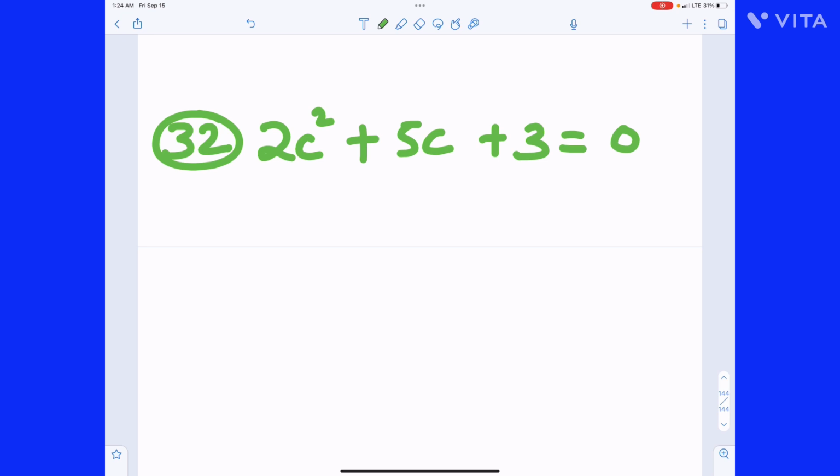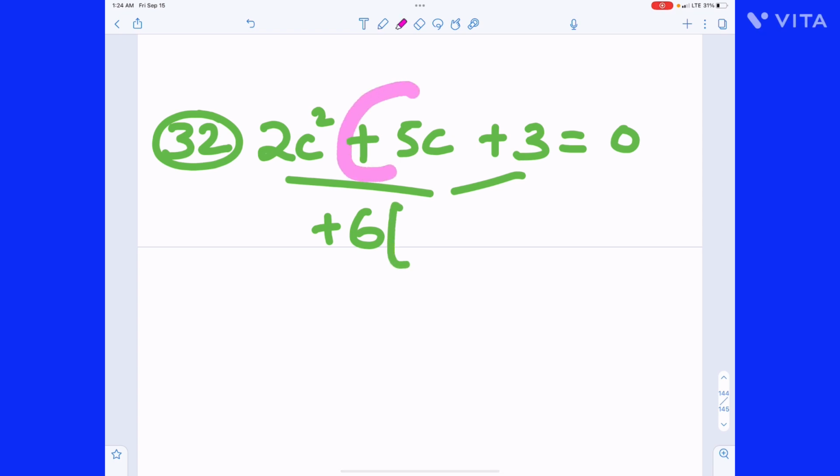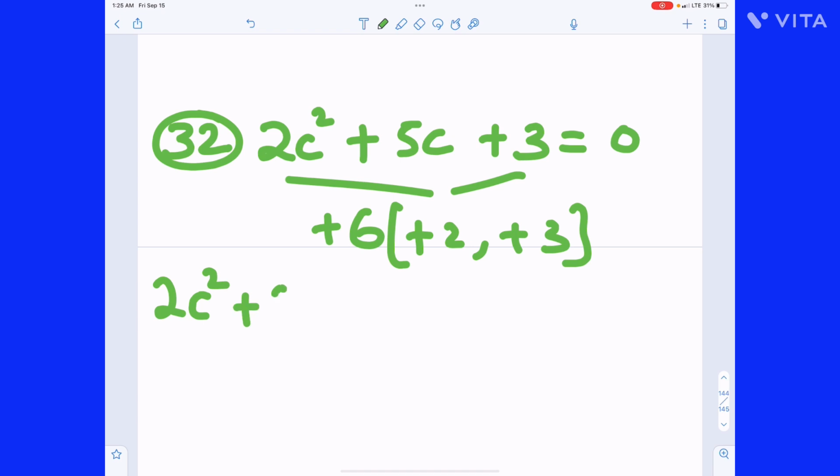What does it give you? 2 times 3. That's what? Plus 6. What numbers add to give plus 5, and multiply to give plus 6? The two numbers are plus 2 and plus 3. So I'm going to write my next step as 2c squared plus 2c plus 3c plus 3 is equal to 0.